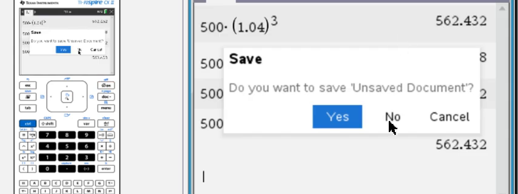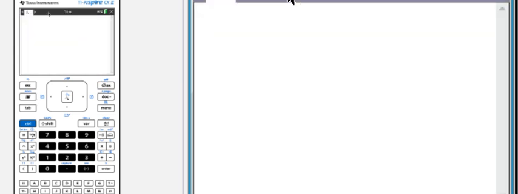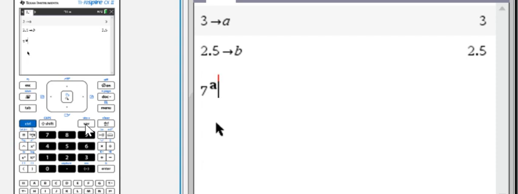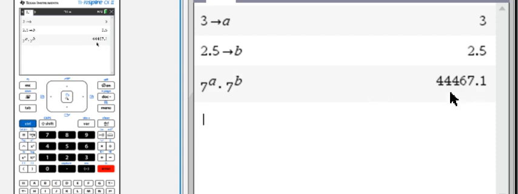So if I'm systematic, I know I can find the right answer just by substituting values. So for the last one, 7^a times 7^b, I'm just going to store values for a and b. So let 3 store, so Control and the VAR key, a, and let 2.5 store b. Now I'm going to say 7 to the a times 7 to the b. And I get this ugly number.